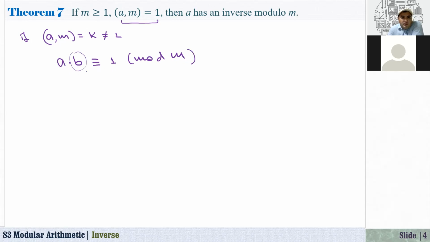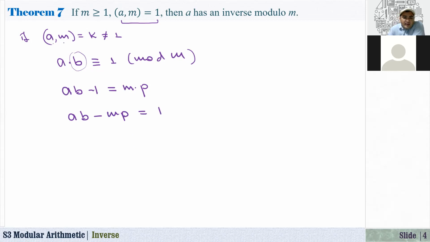Again, by the definition of this congruence, A times B minus 1 is divisible by M. So that means it equals M times some number, let's say P. Now from here, take -1 to the right-hand side and MP to the left-hand side. So we have A times B minus M times P on the left-hand side, and on the right-hand side, we have 1.